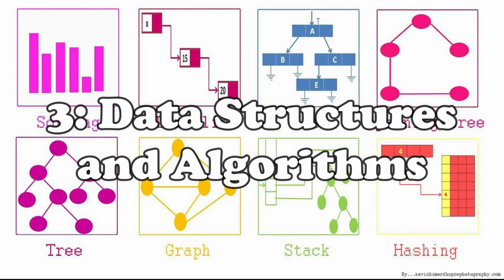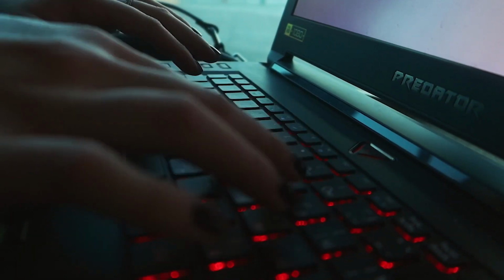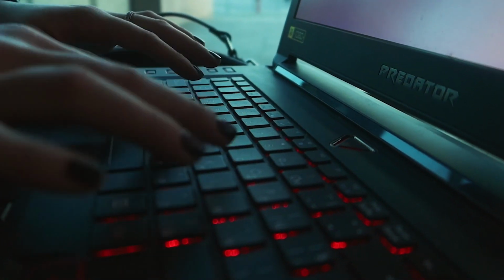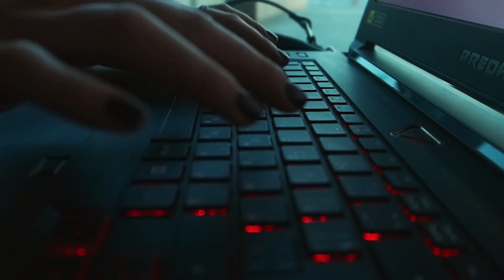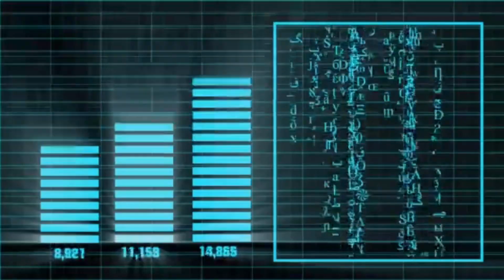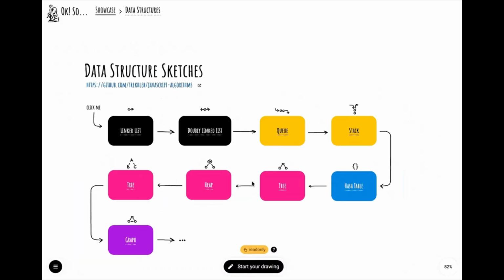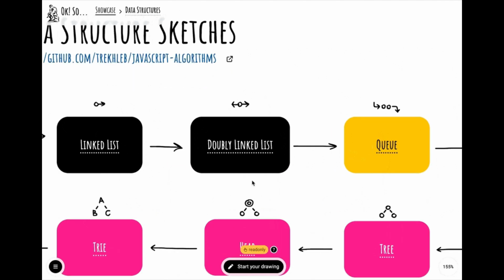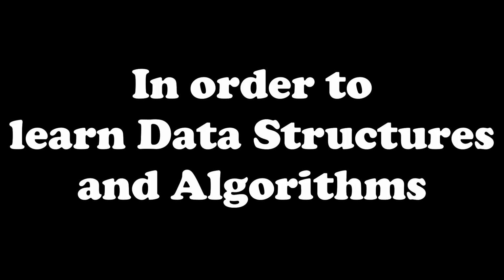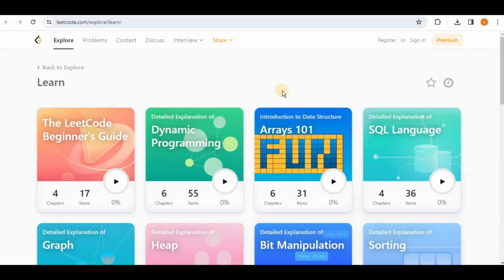The third most important prerequisite is the knowledge of data structures and algorithms. As a machine learning engineer or AI engineer, you will be writing programs which need to scale. So you need to know the trade-off between memory and CPU. You need to have a deeper understanding of how the data structures work underneath. In order to learn data structures and algorithms, you can use this resource right here.